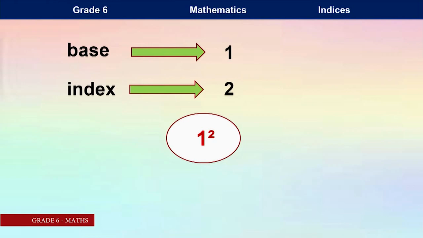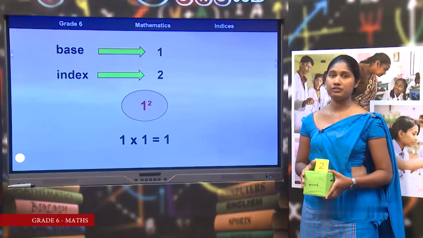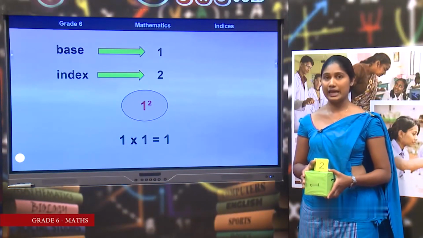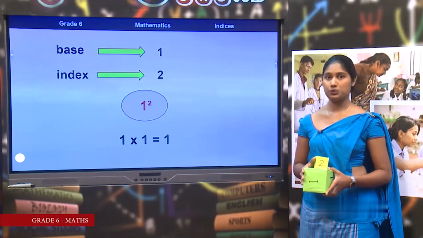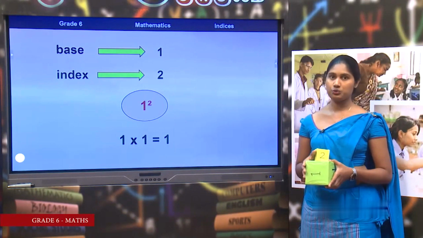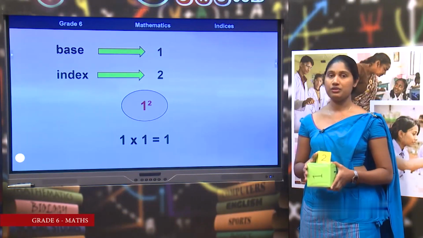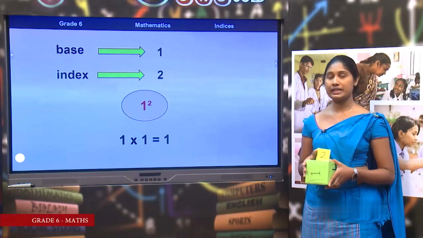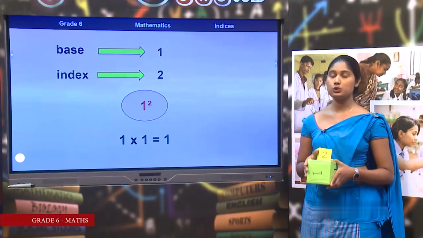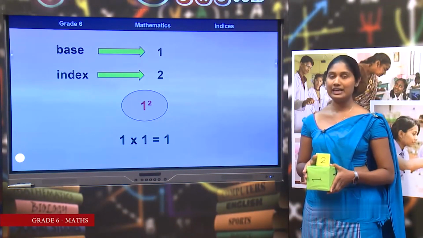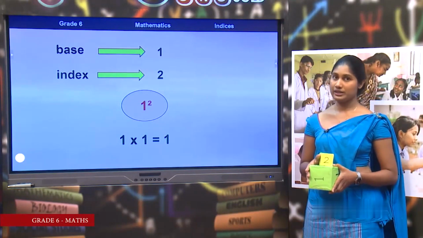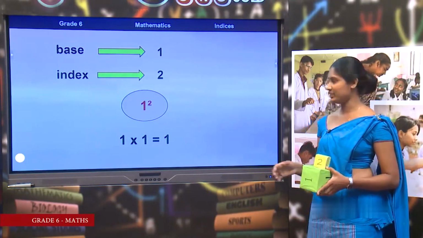Then what is the value? 1 squared means 1 into 1. So 1 multiplied with 1 any number of times is always 1. 1 into 1 is again 1, 1 into 1 is also 1. 1 multiplied with 1 any number of times, so that means 1 to the power of any number is always 1. That is a special thing, my dear children.